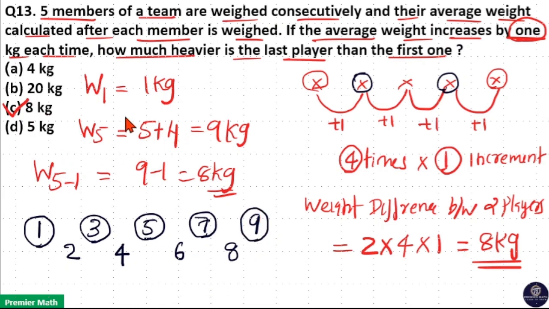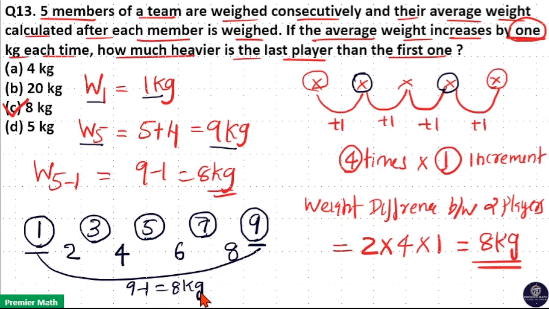Now you can see here weight of the first person is 1 kilogram. Weight of the fifth person is 9 kilogram. So weight difference between last and first player is 9 minus 1, 8 kilogram. Now here answer is option C.